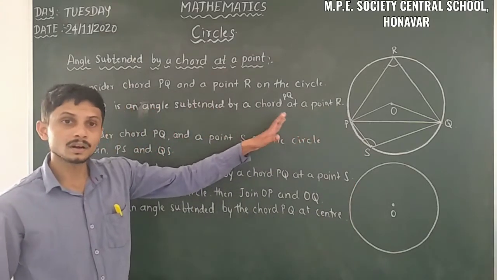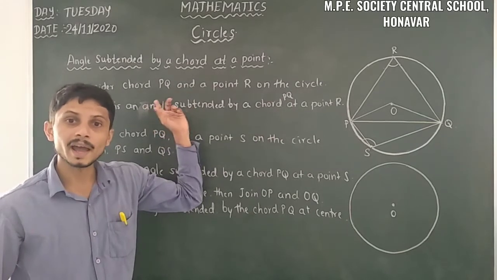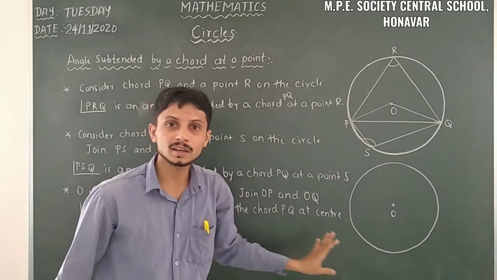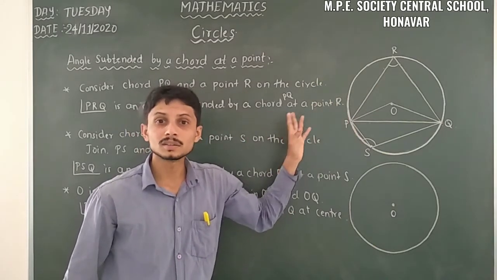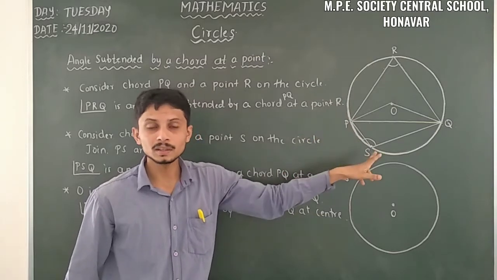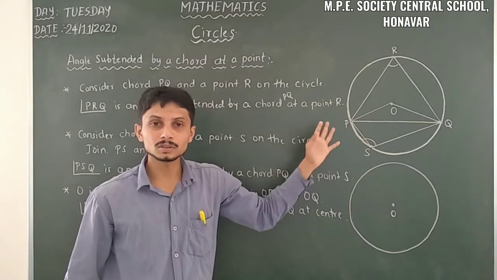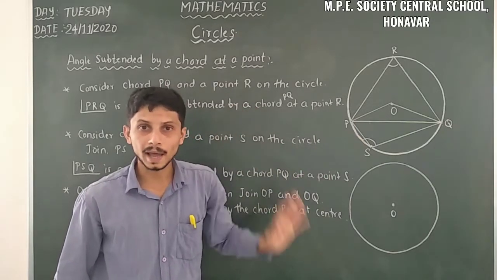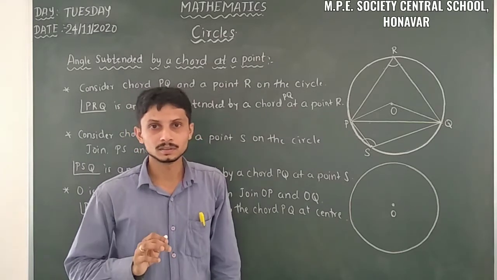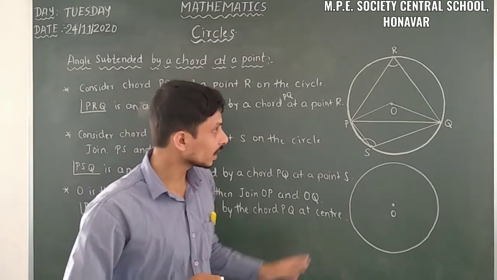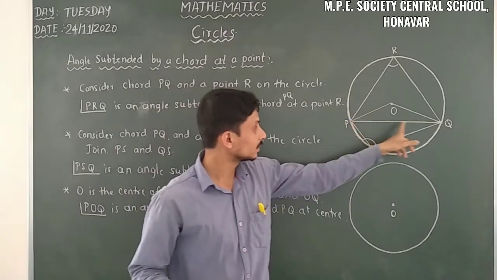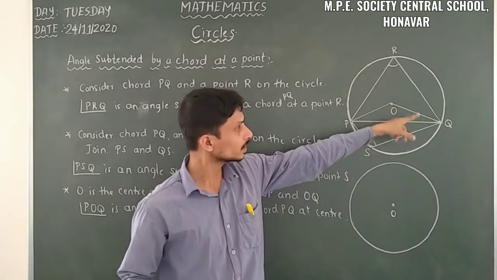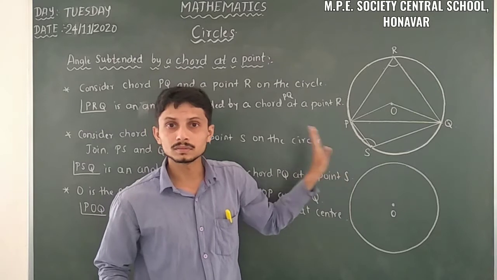So this is the thing we have in the case of angle subtended by a chord at a point. We can consider any point on the circle, and we have to join the point with either end of the chord. Then we have an angle. That new angle formed is the angle subtended by the chord at a given point. This case we already discussed, that is PQO, POQ. Just observe, whatever the case, it forms a triangle.